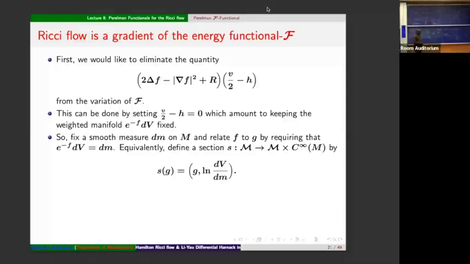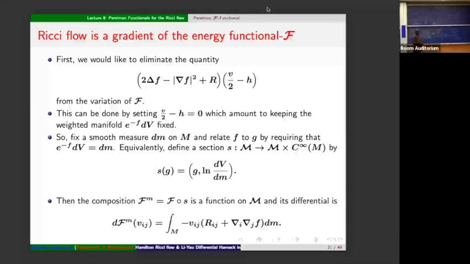from the space of smooth metrics to this. We define it by this g and the length of the dm. This is a kind of Radon-Nikodym derivative. So the composition of this F and S, we call it F with M, fixed metric. It's a function on M, and we can define it as this. Okay, so we have fixed the volume. In fact, we fix the volume to get that. Maybe computationally, this is the volume.